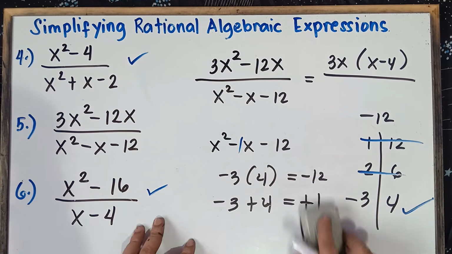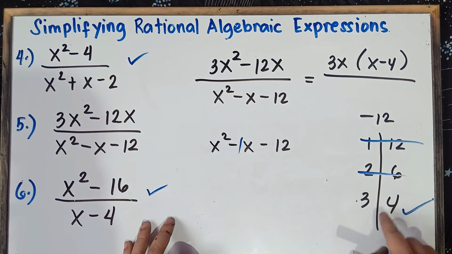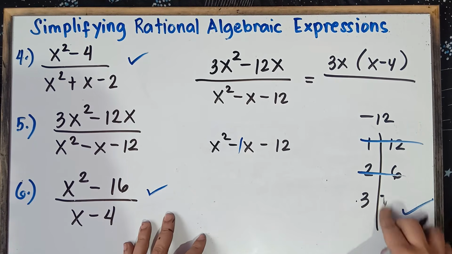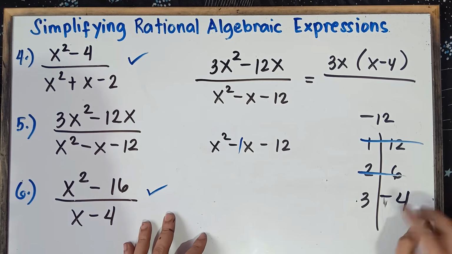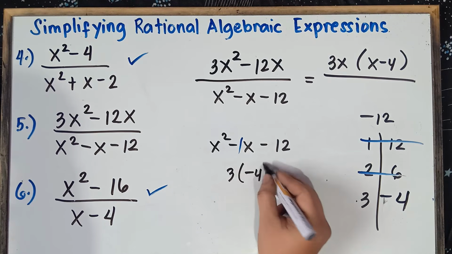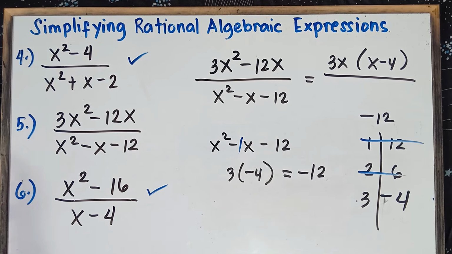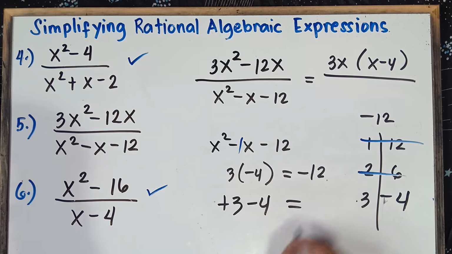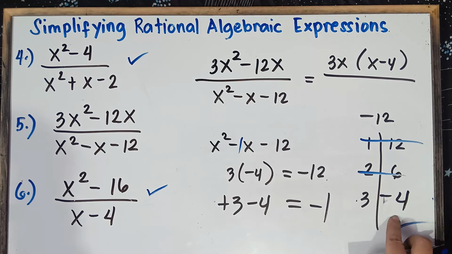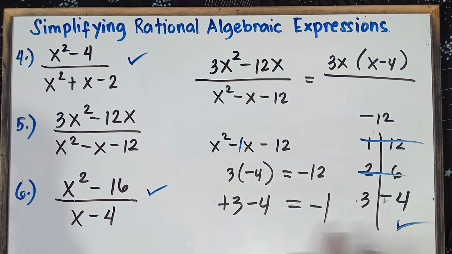So how about if we interchange the signs? Let's have positive 3 and negative 4. Positive 3 times negative 4 would be negative 12. If we combine positive 3 with negative 4, unlike signs, subtract: 4 minus 3 is 1. Now 4 is greater than 3, we copy the sign of 4. That would be negative 1. Yup, we can have that answer, right? Because 3 times negative 4 is negative 12, and combining positive 3 with negative 4 gives negative 1.